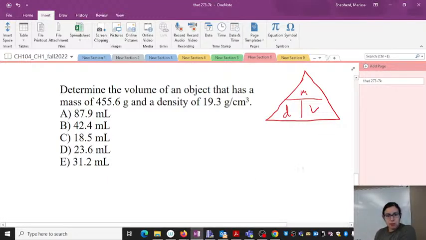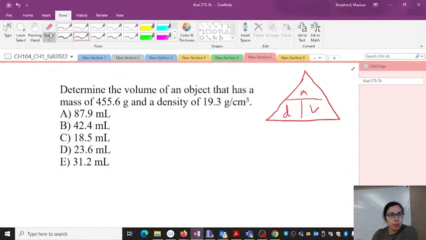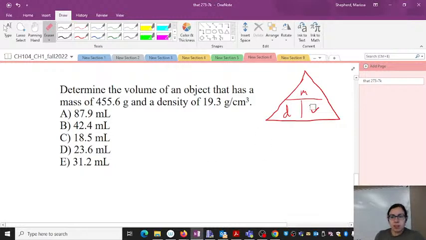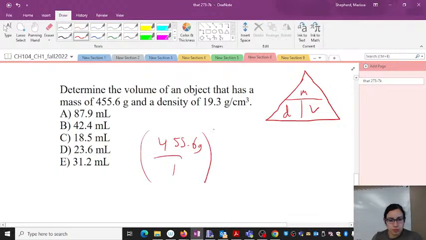So did we figure out what numbers we need to divide by? Let's see. Mass divided by density. So 455.6 divided by 19.3. If I set it up this way, it should also work out with dimensional analysis. I don't know if you used the triangle trick or just figured it out.